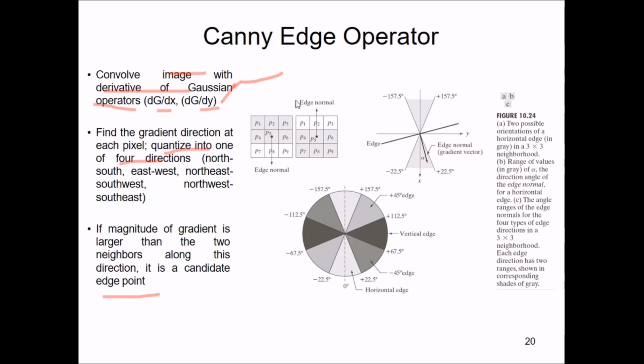These are two possible orientations of a horizontal edge in a 3 by 3 neighborhood, right? This can be an edge, this can be an edge, and this is the range of values of alpha, the direction angle of the edge normal for a horizontal edge. And this is the angle range of the edge normal for the four types of edge directions in a 3 by 3 neighborhood. Each edge direction has two ranges shown here, with the corresponding shades of gray.